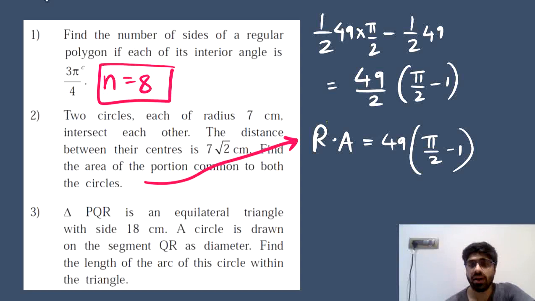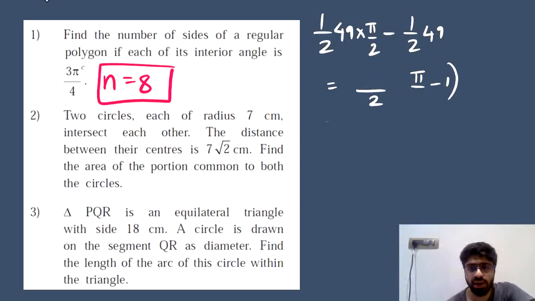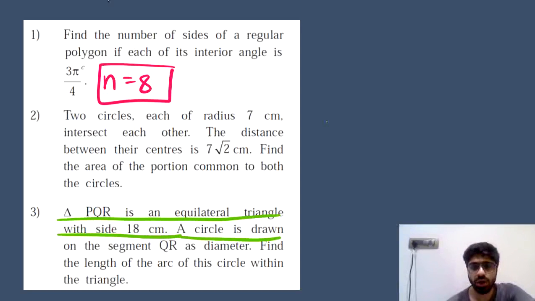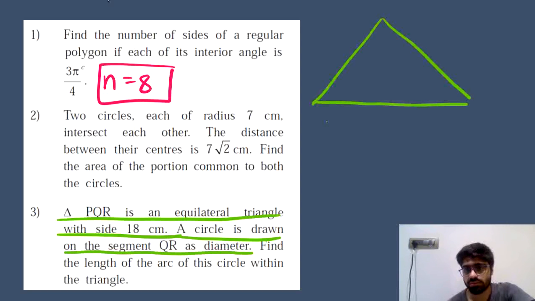Okay, let's go ahead with the third one. It says that triangle PQR is an equilateral triangle with a side of 18 centimeters. A circle is drawn on the segment QR as the diameter. So here's the triangle PQR, and you're drawing a circle with QR as the diameter.